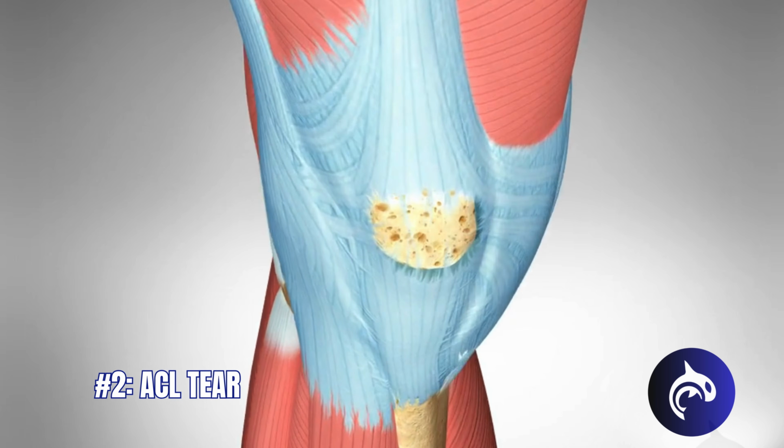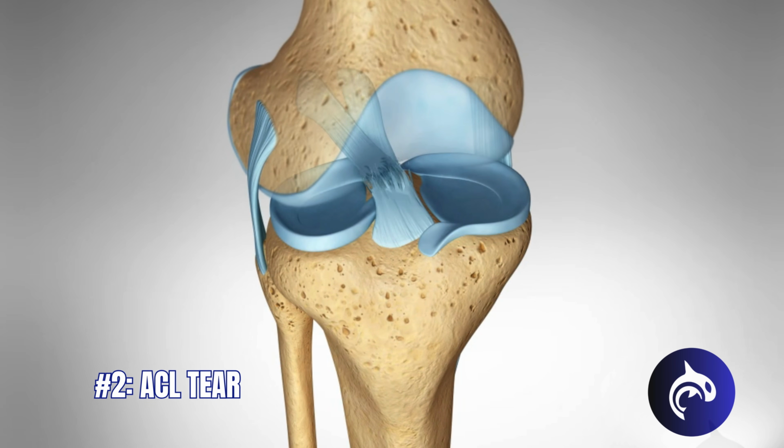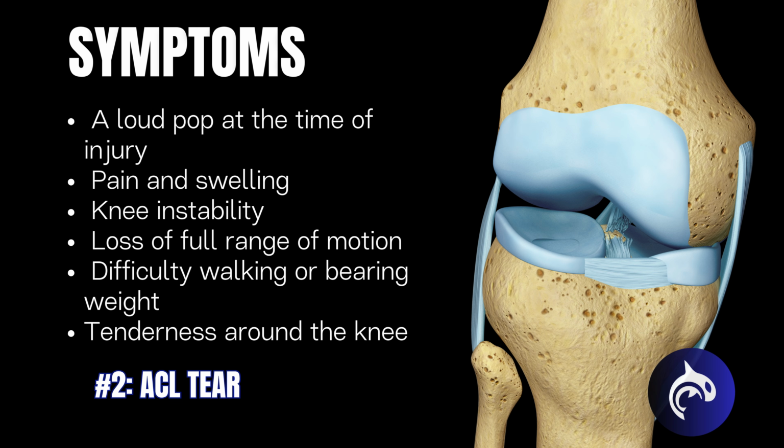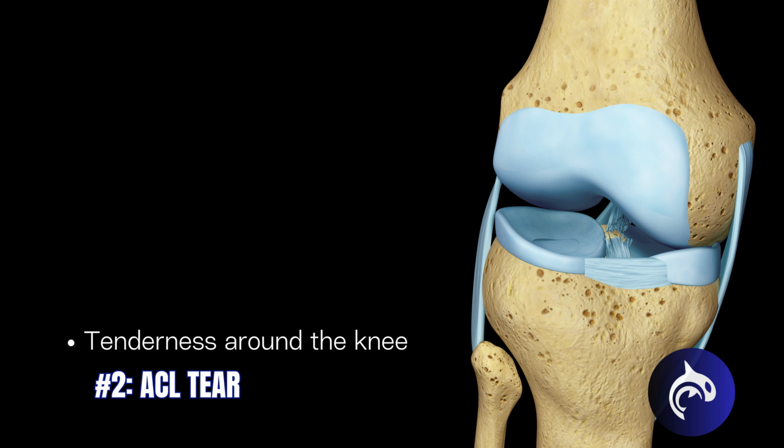An ACL tear is one of the most feared injuries in sports. It often happens without contact. A quick stop, change of direction, or awkward landing can be enough to rupture the ligament. Athletes often hear a loud pop, followed by rapid swelling, pain, and knee instability.